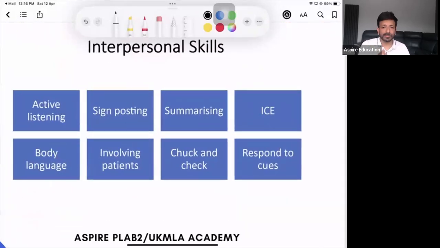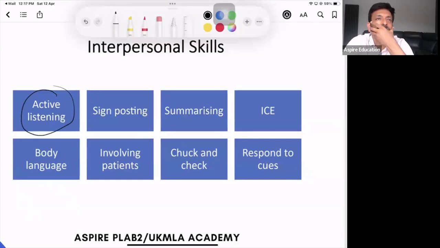Now, what comes under IPS? IPS is your active listening. You cannot interrupt the patient, the patient can interrupt you. That's the thing. So my advice would be, when the patient is talking, talking, and talking, you listen, you listen, you listen. And you show them active signs of listening.